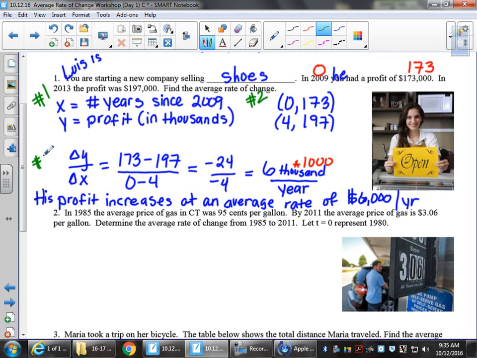This is number 3, step 3. We're going to follow this process for every question. Why does it make sense that we say this is an average rate of change and not a constant rate of change?